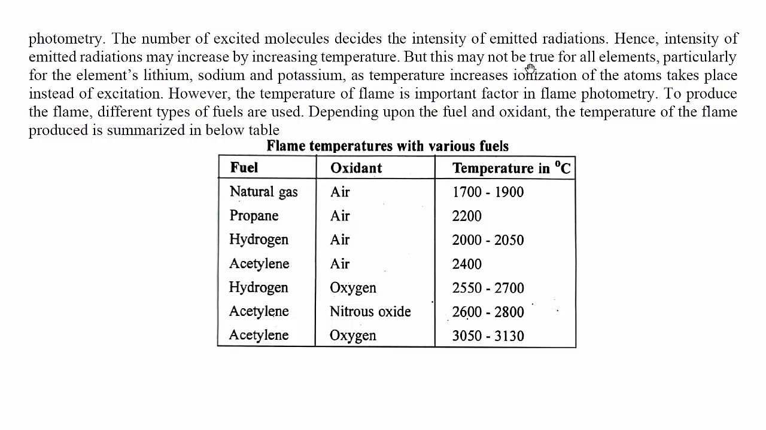But this may not be true for all elements, particularly for the elements lithium, sodium, and potassium. As temperature increases, ionization of the atoms takes place instead of excitation. However, the temperature of the flame is an important factor in flame photometry. To produce the flame, different types of fuels are used. Depending upon the fuel and oxidant, the temperature of the flame produced is summarized in the below table.